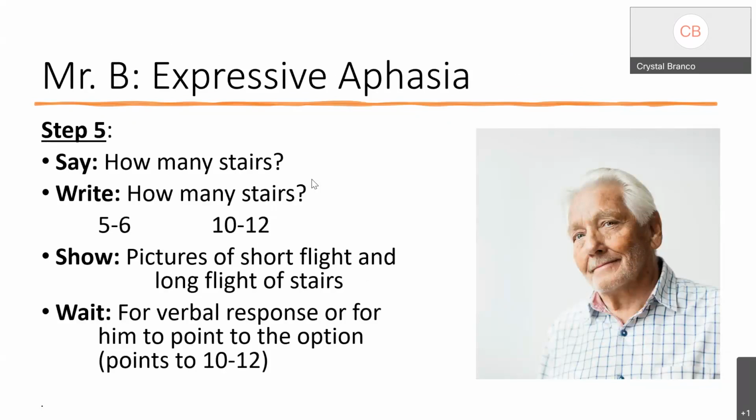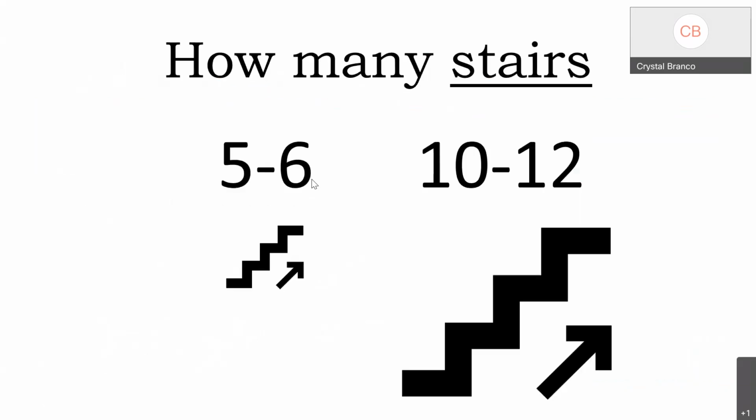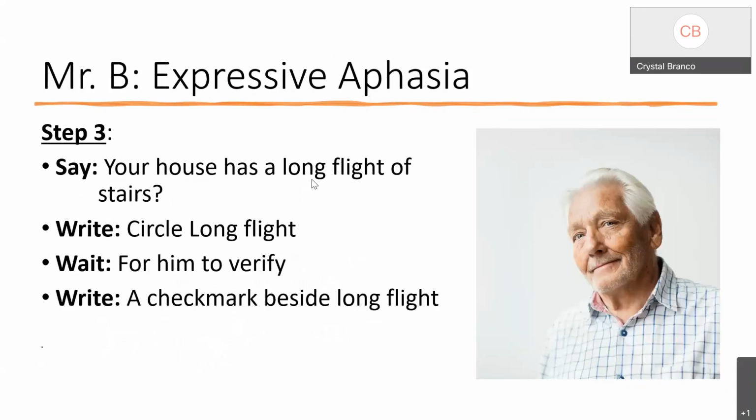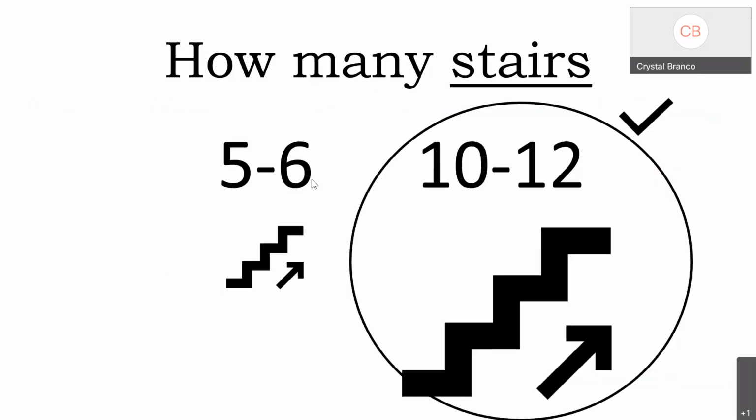And so you wait for his response. Maybe he responds verbally, or he can point to the options on the page. So in this example, he's going to point to 10 to 12, the long stairs. So it might look something like this. So because he pointed to the 10 to 12, the long flight of stairs, just to verify, you'll ask, so your house has a long flight of stairs? And then you'll circle long flight, wait for him to verify, and once he verifies, you put a check mark beside long flight. So it may look something like this.